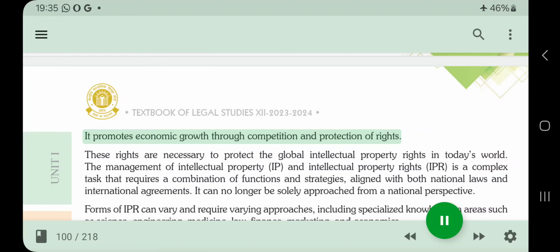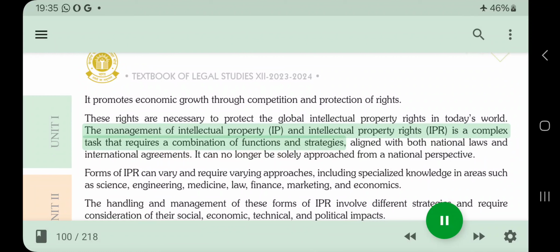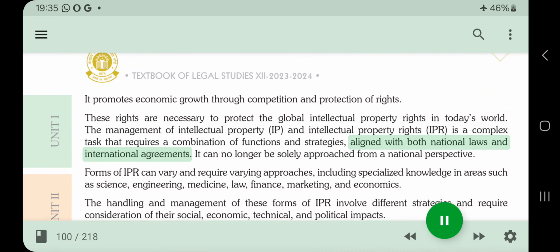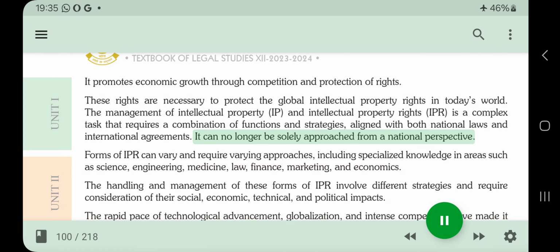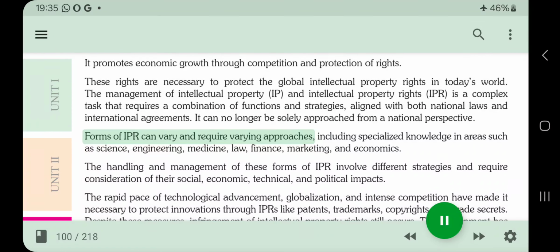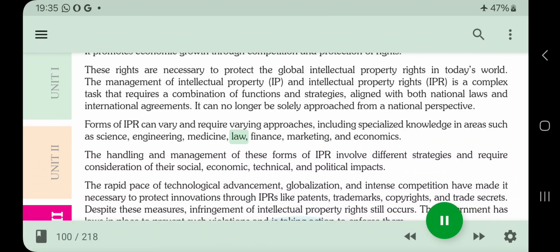It promotes economic growth through competition and protection of rights. These rights are necessary to protect the global intellectual property rights in today's world. The management of intellectual property, IP, and intellectual property rights, IPR, is a complex task that requires a combination of functions and strategies, aligned with both national laws and international agreements. It can no longer be solely approached from a national perspective. Forms of IPR can vary and require varying approaches, including specialized knowledge in areas such as science, engineering, medicine, law, finance, marketing, and economics.